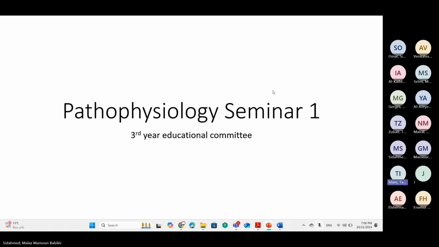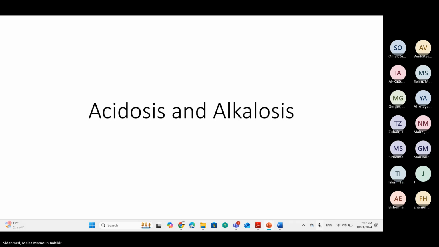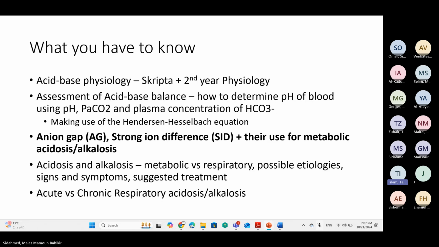Okay, so we'll start off the seminar with a bit of information about the acid-base balance and the acid-base irregularities. What you have to know, or what you're expected to know for your upcoming test, is whatever is on this slide. So you have to basically know about acid-base physiology. This you can learn from your second year physiology, and it's also there in your scripta for the third year pathophysiology.